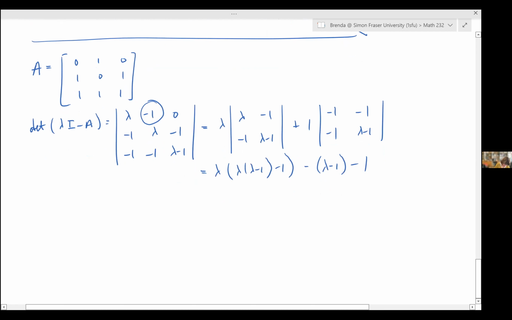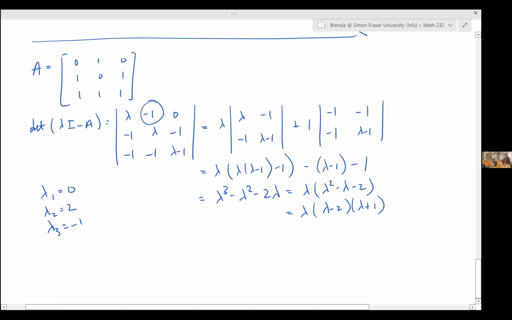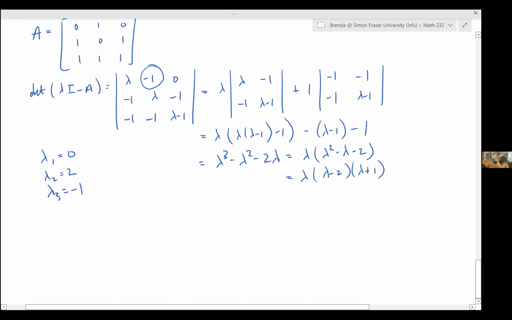I combine this all together and I get a cubic that looks like this: lambda cubed minus lambda squared minus 2 lambda, which I can factor as lambda times lambda squared minus lambda minus 2, and that is lambda times lambda minus 2 and lambda plus 1. I have 3 distinct eigenvalues. So lambda 1 is 0, lambda 2 is 2, and lambda 3 is -1. 3 distinct eigenvalues. This is a diagonalizable matrix. Each eigenvalue has algebraic multiplicity 1.